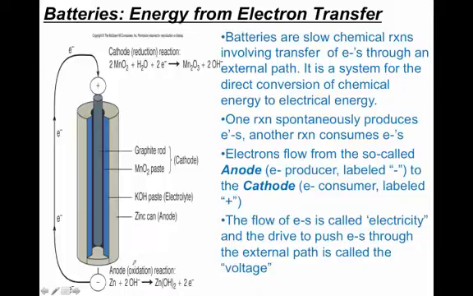Because, look at the first sentence. Batteries are slow chemical reactions involving the transfer of electrons. That's with the e, with the negative sign here. That means electrons, through an external path. The external path is this. Notice the arrow is showing the direction the electrons are traveling.